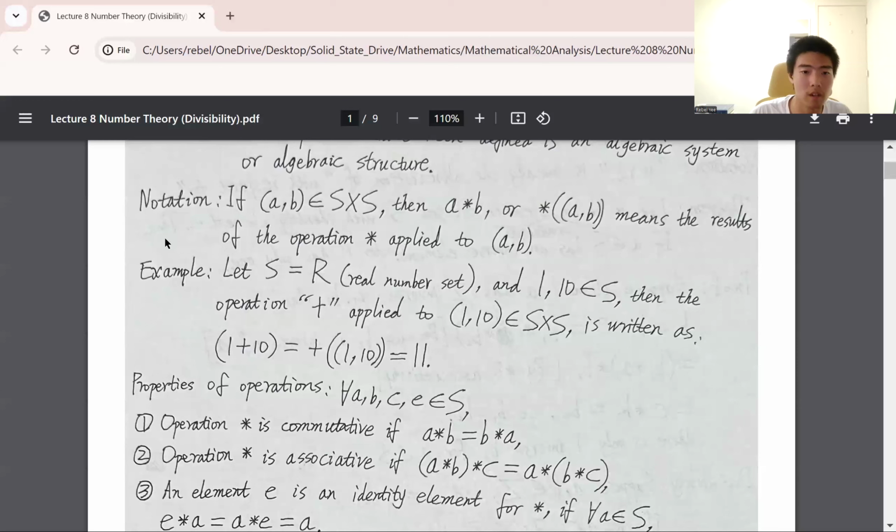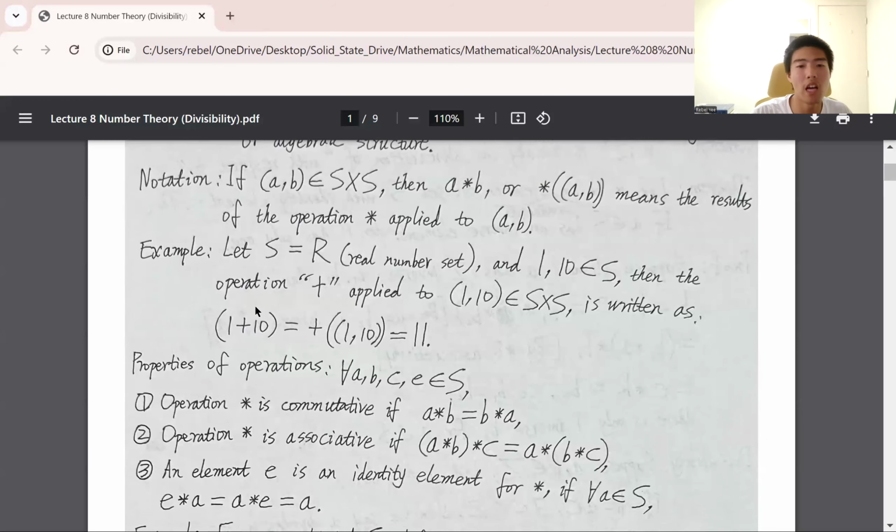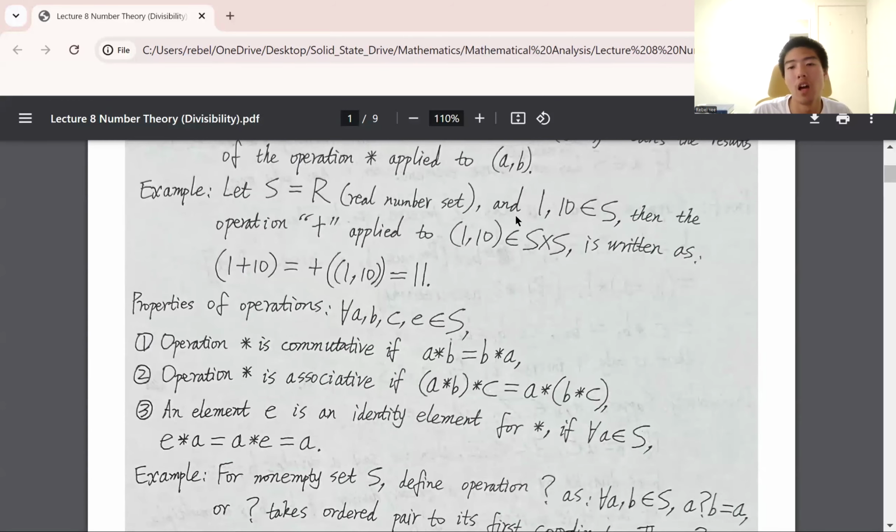So let's see one example. Suppose S is the real number set R, and obviously 1 and 10 are from S, with the operation plus. We want to do the operation on the two elements 1 and 10, to add them. So it's 1 plus 10. We write the operation sign in the middle, and we can also write it in function form, and we get 11. This is how we do the operation, very basic.